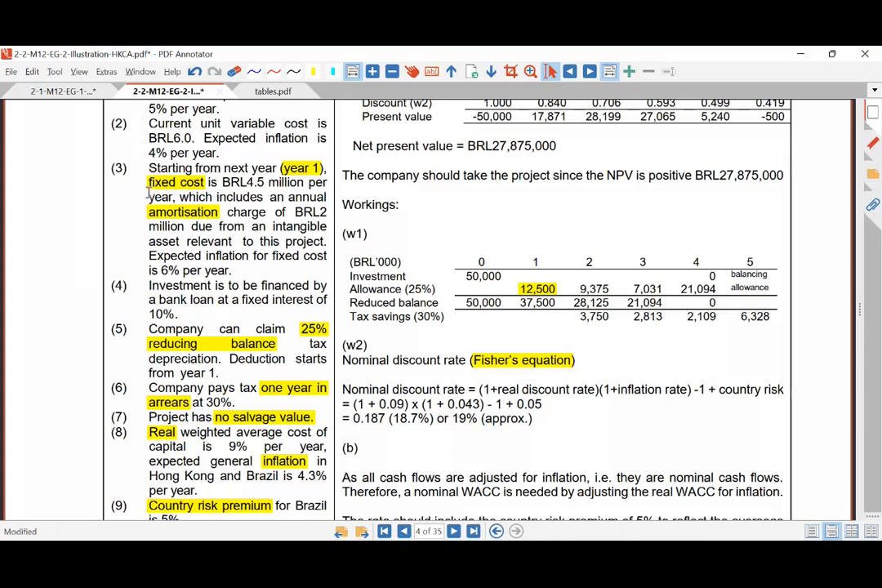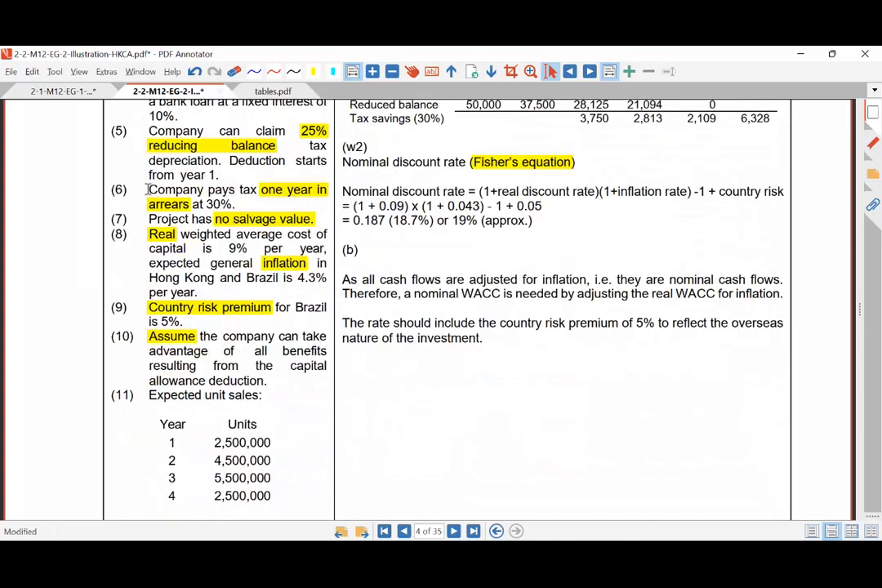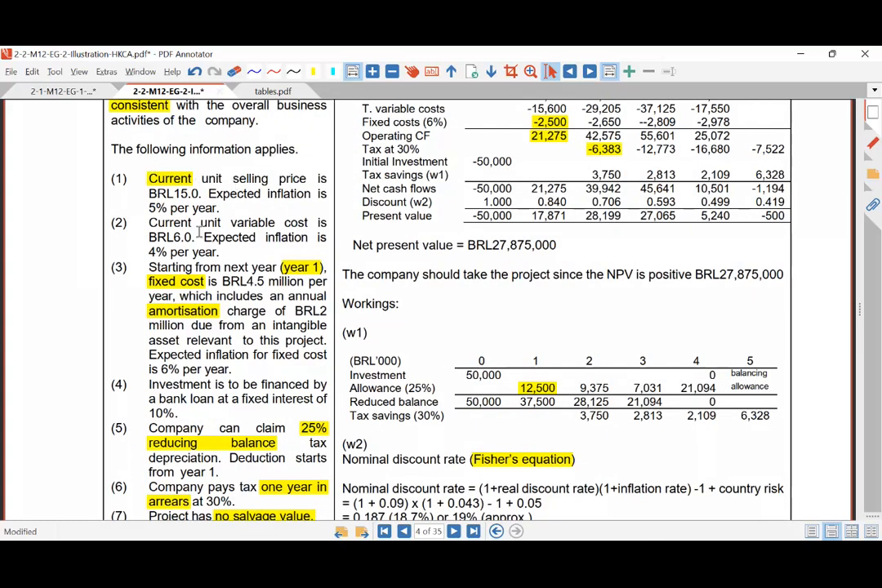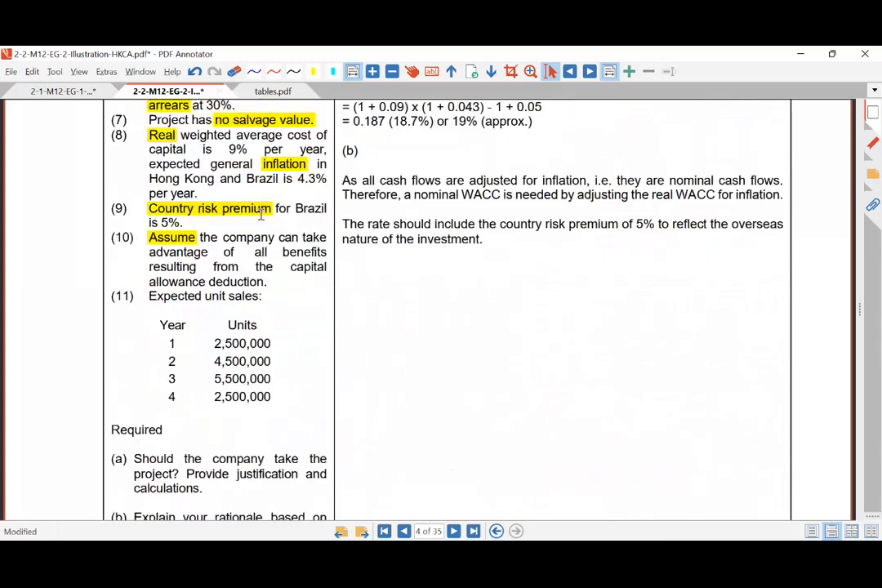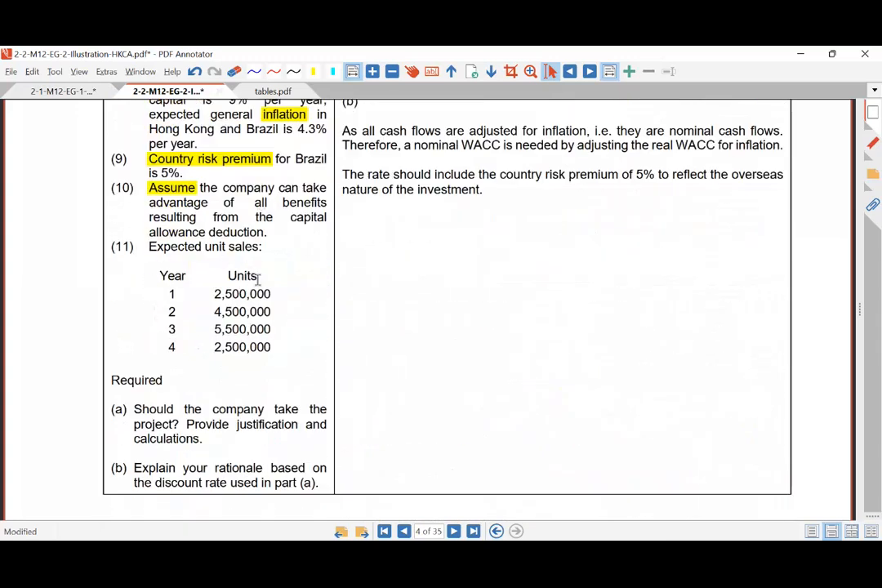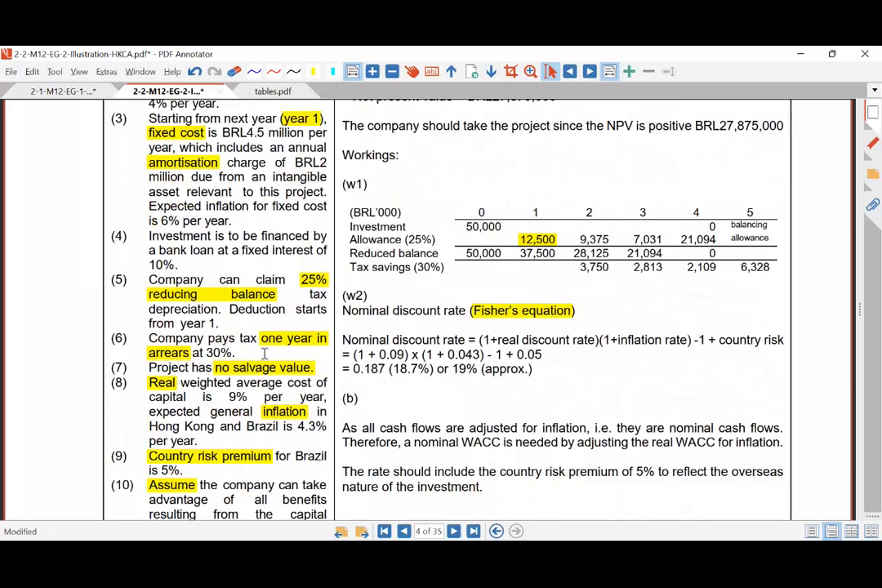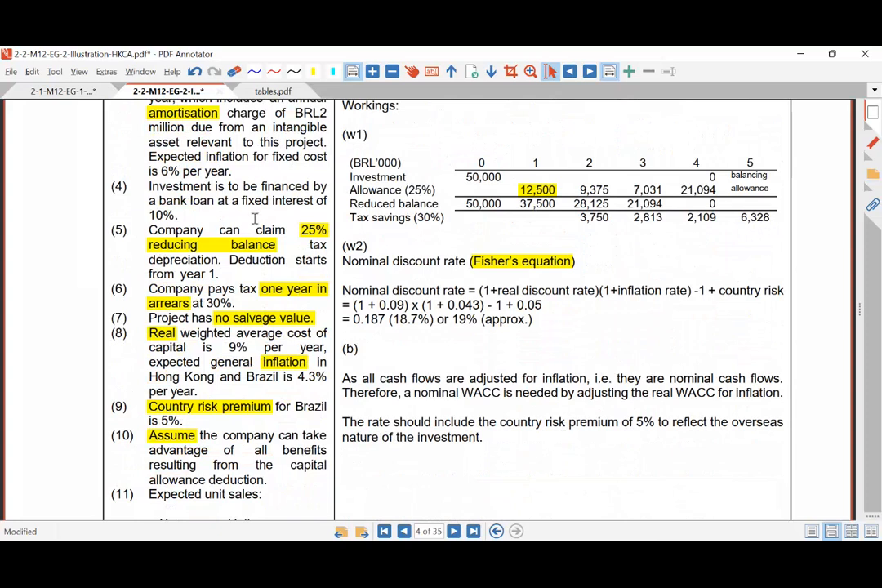So notes 1, 2, 3 are actually operating cash flow, and for the revenue and the variable cost here, you have to multiply by the number of units, which is given in note 11. 2.5 million units, 4.5, 5.5, and so on there. So these are the operating cash flow. Okay, so note number 4 is irrelevant.